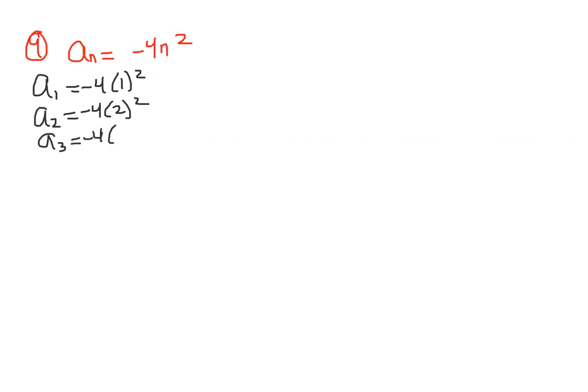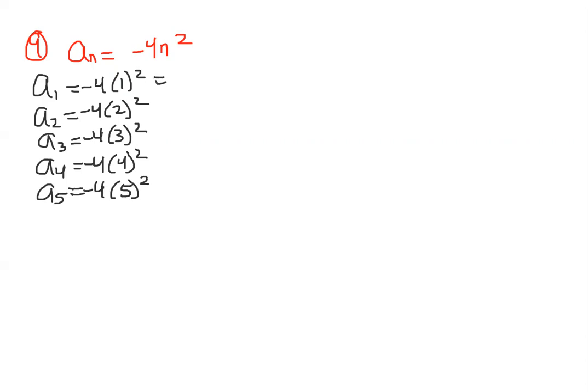An equals -4 times n squared. So for this one, we would say a1 is -4 times 1 squared. Now notice that the -4 is not with the squared. The squared only goes with the n, and then you multiply it by -4. So a2 looks like this. A3 looks like this. A4 looks like this. I don't know what happened to my equal sign.